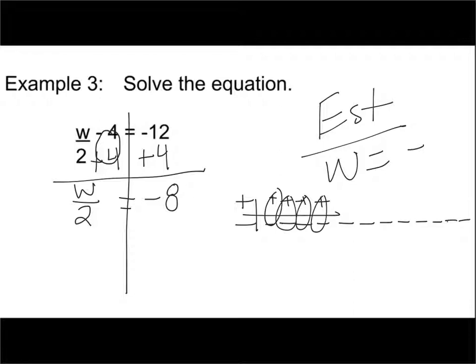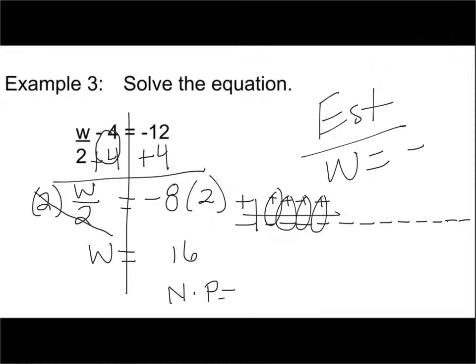Now w and 2 are being divided. The opposite is multiplication, so we're going to multiply by 2 on both sides. Over here, 2 and 2 are going to cancel, leaving you with w. 8 times 2 is equal to 16, and a negative times a positive equals a negative. So there's that negative that we were kind of thinking. Now let's do a quick check and make sure.